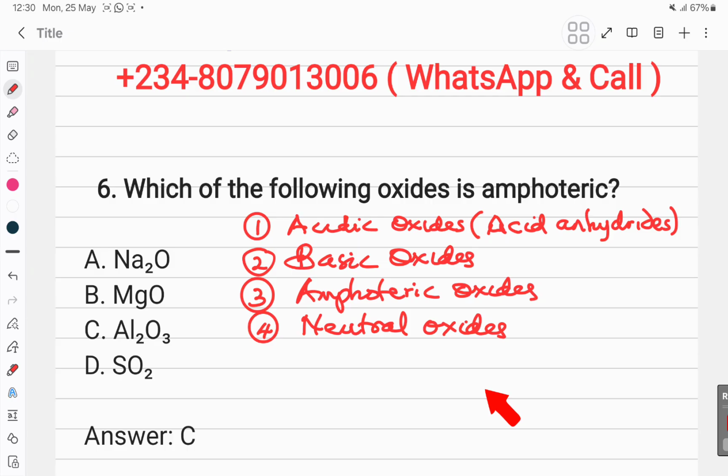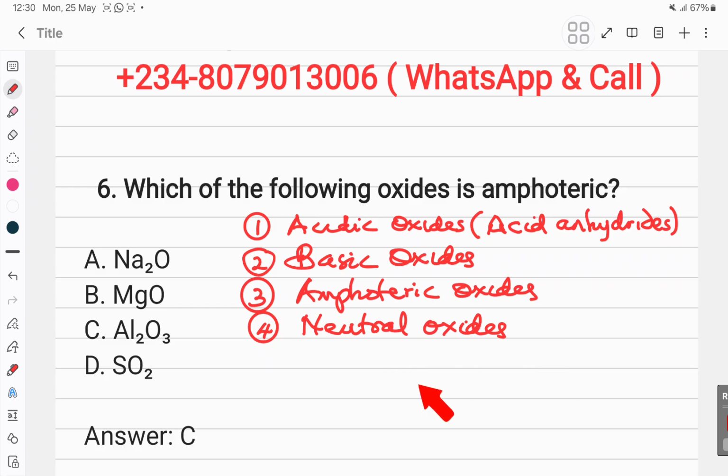Amphoteric oxides are oxides of metals that share both the properties of acidic oxides and basic oxides. That is, in some reactions they can behave as acid, and in some other reactions, they can behave as bases. Examples of basic oxides: sodium oxide, potassium oxide, calcium oxide, magnesium oxide, and so on. Examples of amphoteric oxides: zinc oxide, aluminum oxide, lead-2 oxide, and so on.